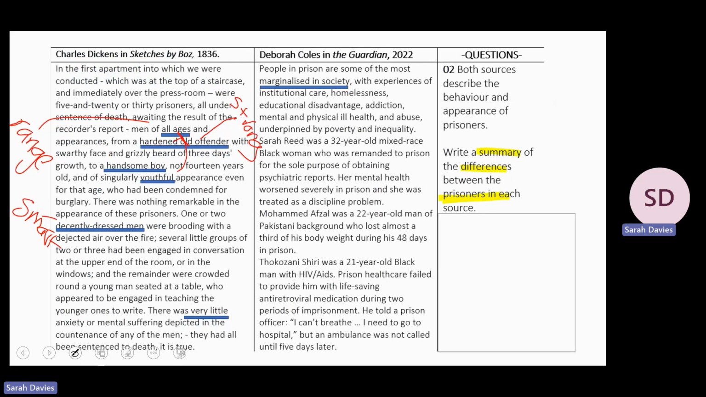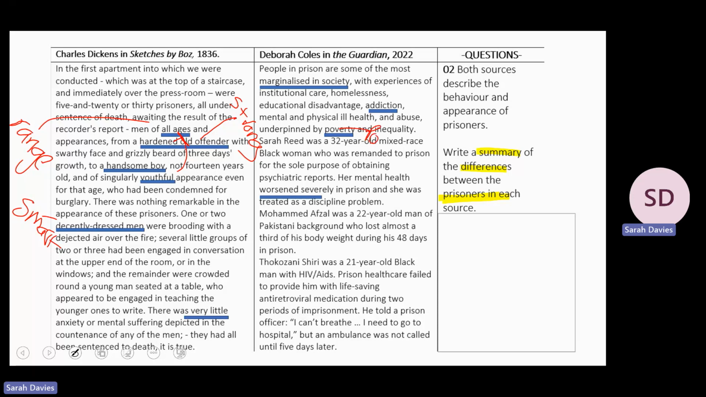So you might say that they are the segregated, they are the less, they are people in society that you might not think of as much. We've got things like they suffer from addiction, so they are suffering. Okay, so these prisoners are suffering in that way. We've got that they are underpinned by poverty, so we know that they are poor. And this is it. I'm only asking about the word choices.